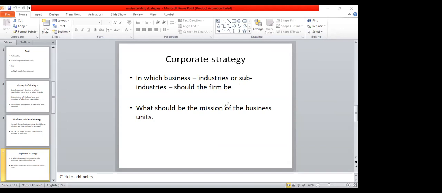And then what should be the mission of the business units? Suppose under the Tata Group, there are Tata Automobile and Tata Information Technology. These are the different business units. Each and every business unit should set its mission. Tata has one mission, but when we talk about a particular business of Tata, for example Tata Information Technology, which is TCS, or Tata Automobile, they should define the mission for it.